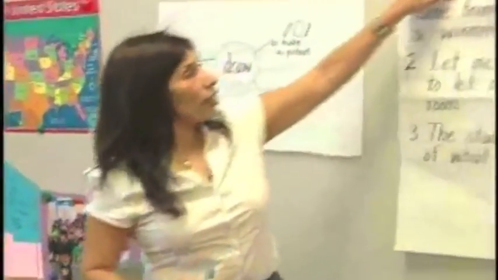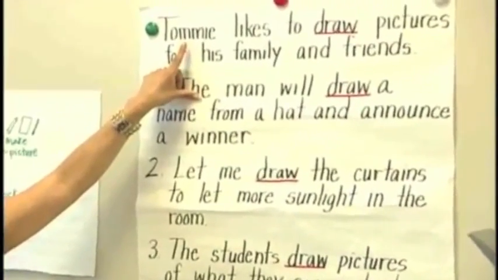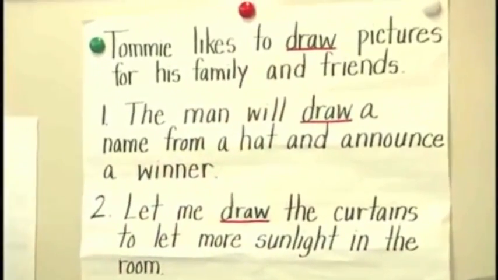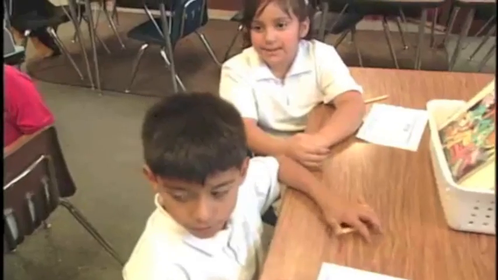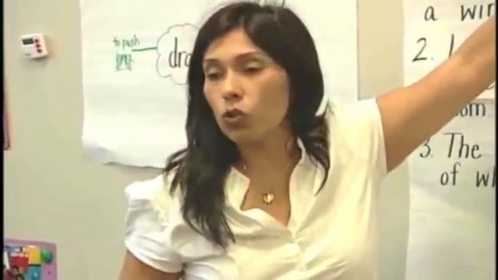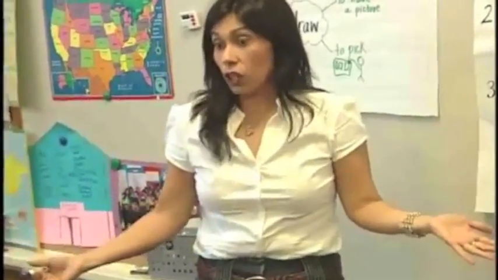Now, boys and girls, let's read it again. Ready? On the count of 3. Ready, Stephen? 1, 2, and 3. Tommy likes to draw pictures for his family and friends. Boys and girls, which other words helped us figure out that this word draw meant to make pictures? What other word helped us? It's like a clue. Yeah, the word pictures.